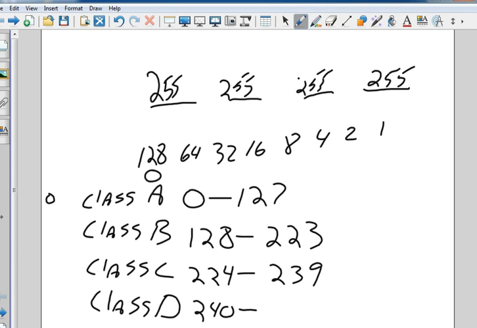So look at Class B. What can we say about Class B? It has to start with a 128. What if I add a 64 to it? What happens? 128 and 64 equals 192. So what is it safe to say? A Class B starts with a 1, and it always has to have a 0. 1 0, then it can be anything.